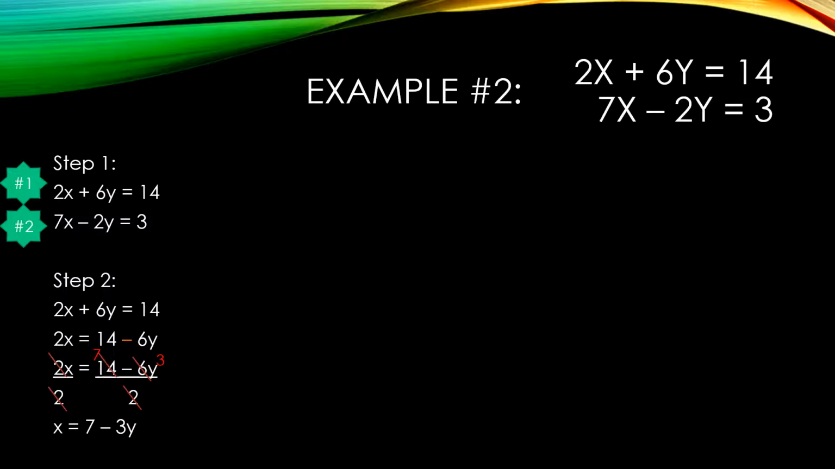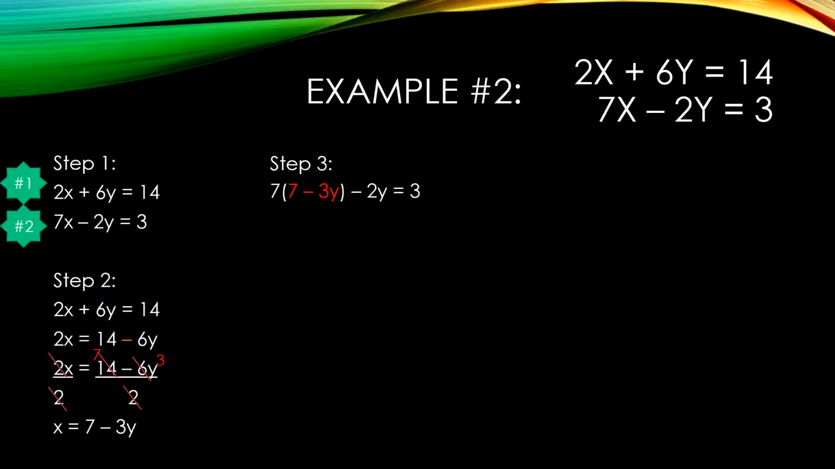And here we just pick up exactly how we did it in example number 1 with step number 3. We're using the untouched equation, which is #2 in this case. And instead of x in #2, we're going to replace it with 7 minus 3y. It's going to read 7 bracket 7 minus 3y close bracket minus 2y equals 3.